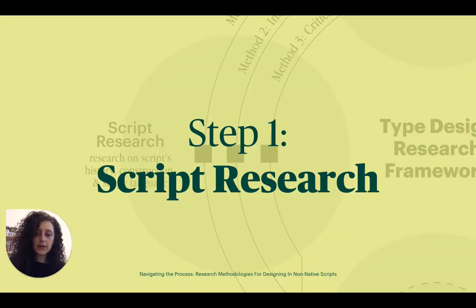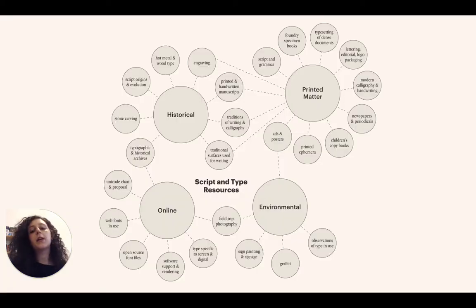So first is script research. This diagram outlines the resources that a designer may pull on when researching the constructions and forms of a script. First, we can see printed matter, which includes artifacts like densely typeset documents that allow someone to understand the grammar, the spacing, the overall texture of a script. Or you could look at something like printed ephemera, which can act as a ground zero to the graphic design and type styling of a culture.